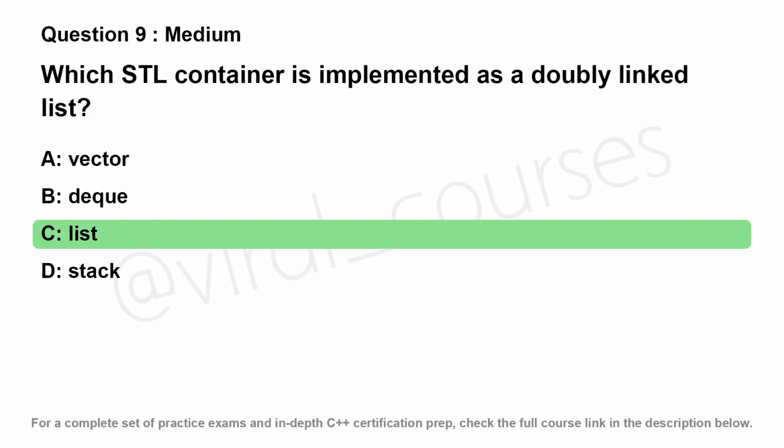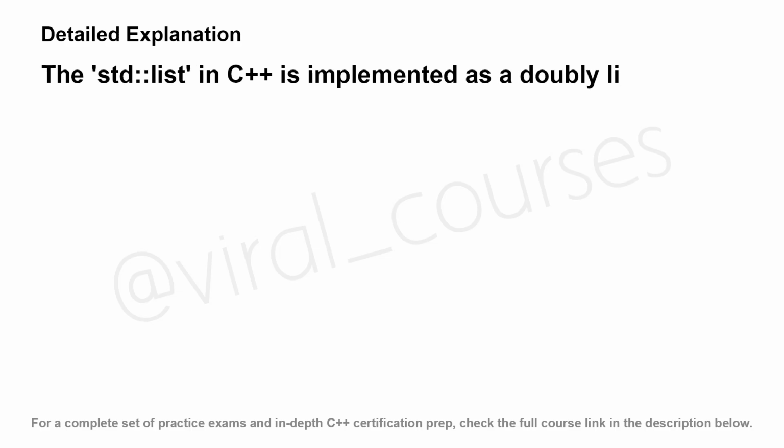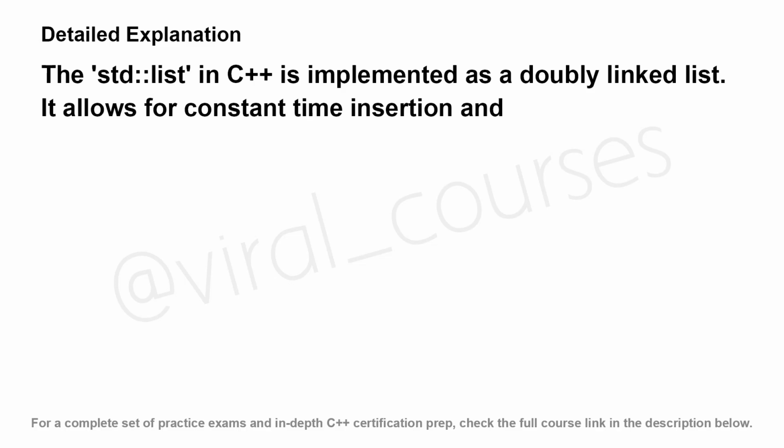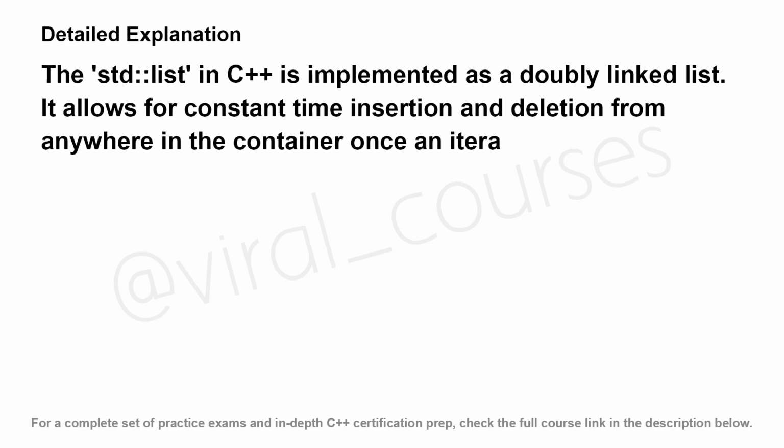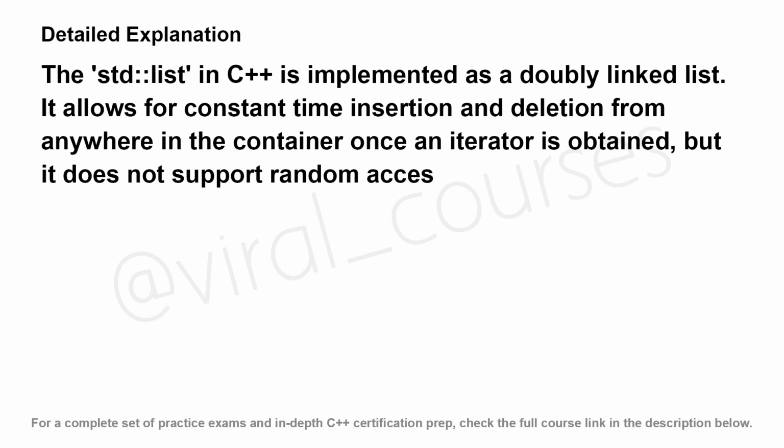The correct answer is C. The std::list in C++ is implemented as a doubly linked list. It allows for constant time insertion and deletion from anywhere in the container once an iterator is obtained, but it does not support random access like std::vector does.